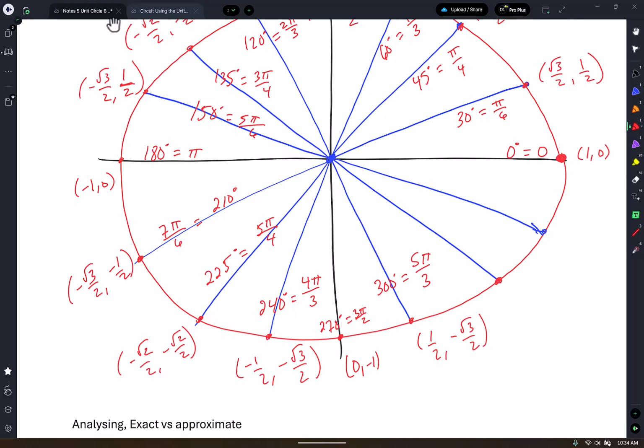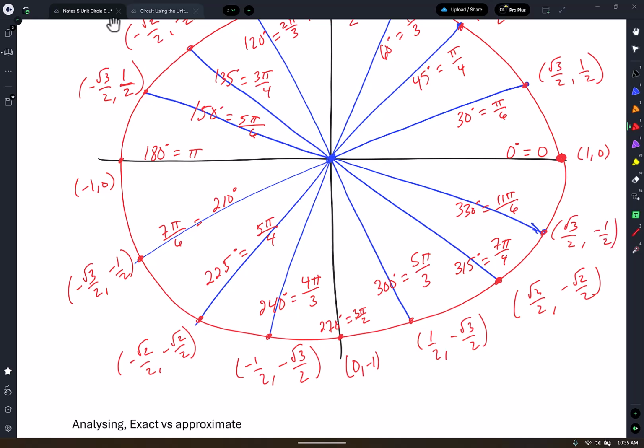This one here, the x value is square root of 2 over 2. The y value is negative square root of 2 over 2. That is 315 degrees, which is the same thing as 7 pi over 4. Good job. 330 degrees, which is the same thing as 11 pi over 6. This coordinate is square root of 3 over 2, comma negative 1/2.